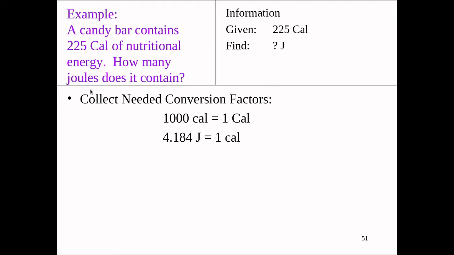The next thing we need to do is collect our conversion factors. We need the statements that we can use to write our ratios in order to convert to joules up here. In this case, I'm going to show you how to do it using these two statements. You could build some others, but we have that 1,000 little c calories is equal to 1 big C calorie, and that 4.184 joules is equal to 1 little c calorie.